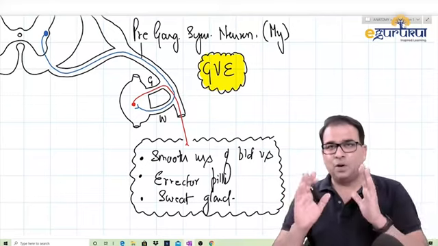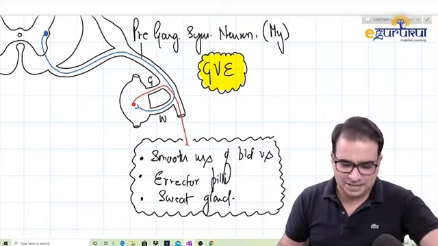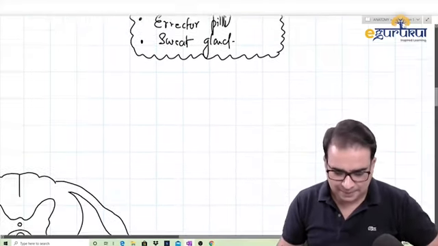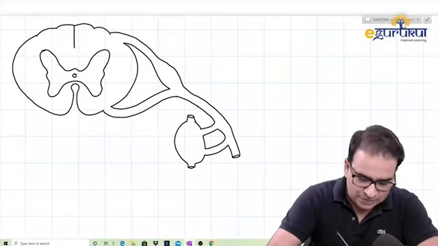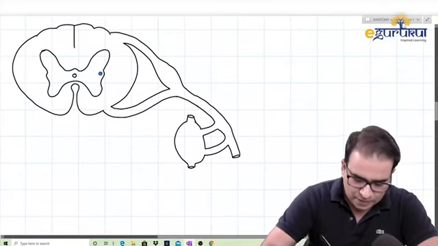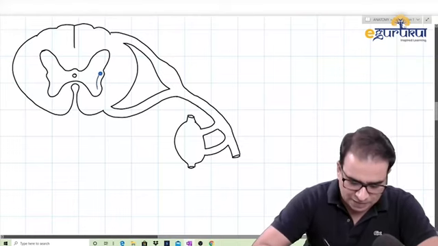So that is case number one. Now see, what is the second scenario, guys? Now look at it. I'm using another diagram for this. Once again, from this lateral horn nuclei, we have preganglionic sympathetic neuron coming out through this ventral root.